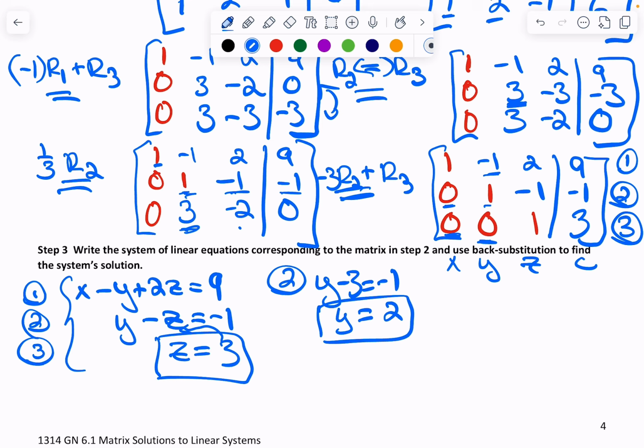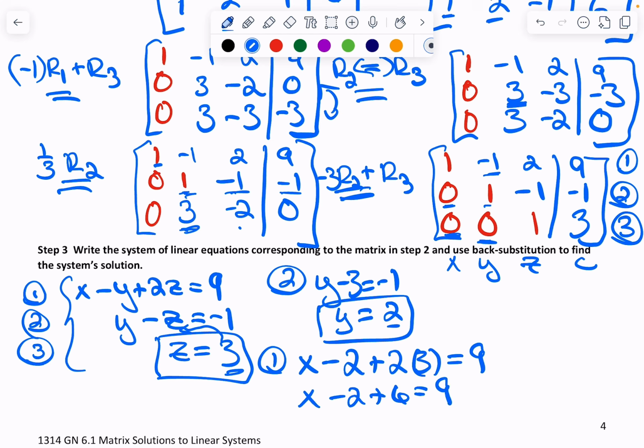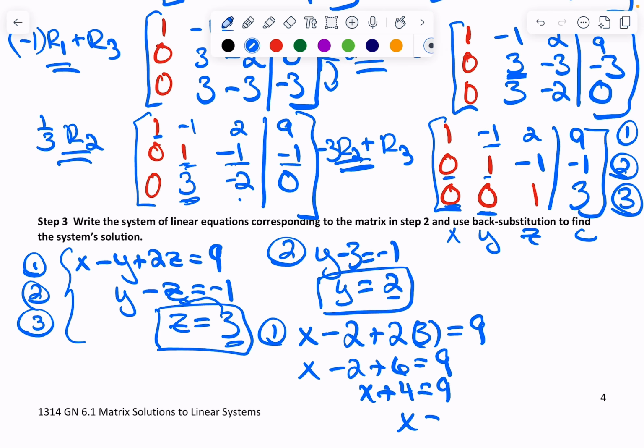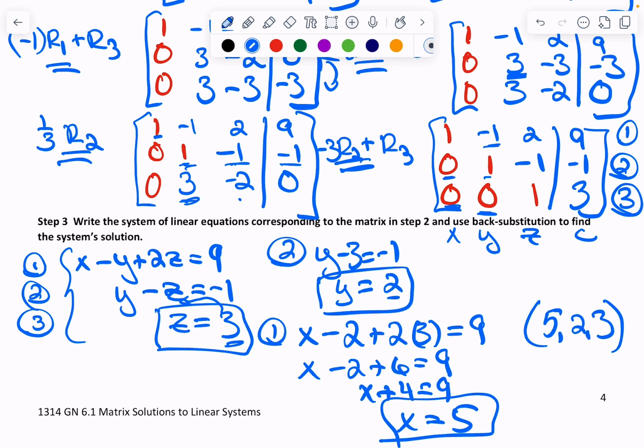Now, we're going to take our first equation. We don't know what x is. Our y is a 2. So x minus 2 plus 2 times our z, which is 3, equals 9. So x minus 2 plus 6 equals 9. x plus 4 equals 9. x equals 5. There we go. We were able to solve the ordered triple for this system of linear equations.